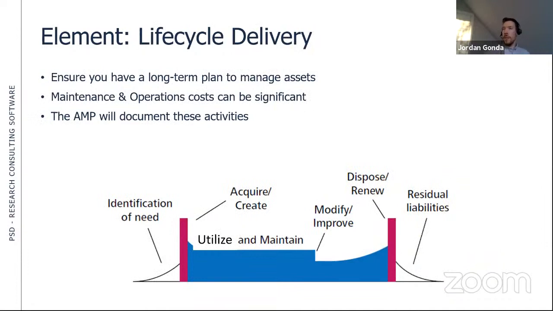The second element is our life cycle delivery. So over time, we have cost. It's not just about the cost of buying something now. You buy that new pickup truck, fire truck. There's a cost, but of course, over time, you're spending money year over year maintaining it. You're spending money on oil changes. Over time, you might need to modify it. You might need to dispose of it. Depending where you're disposing, you might have liabilities.